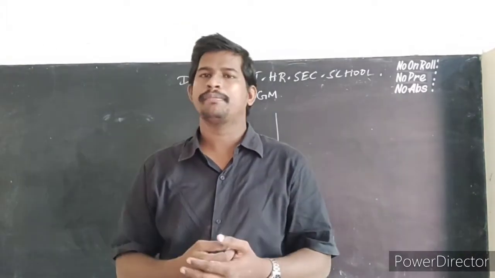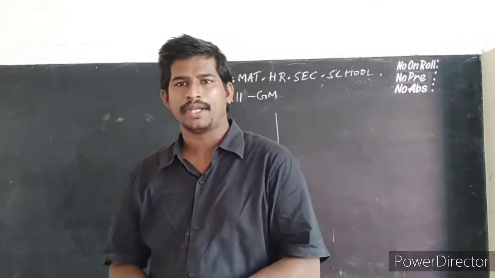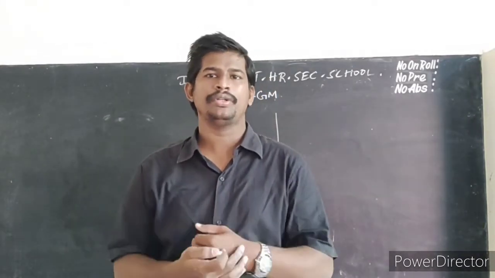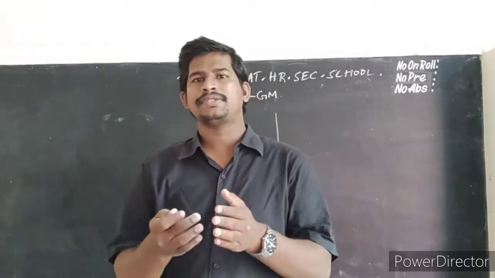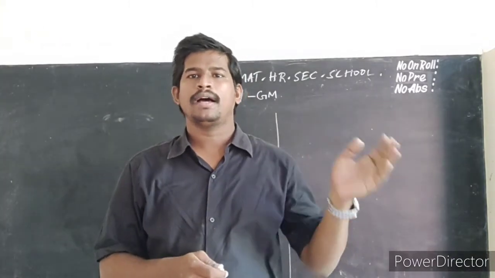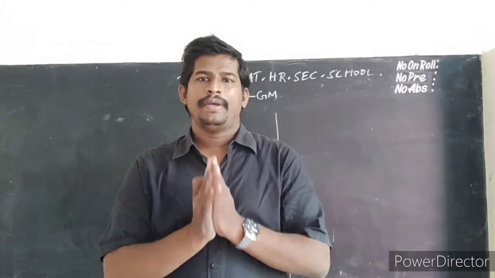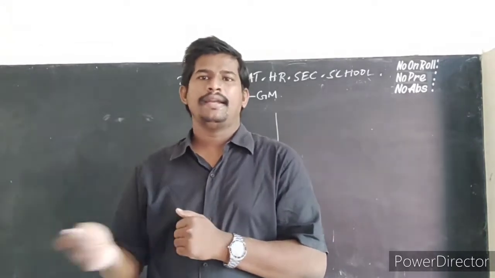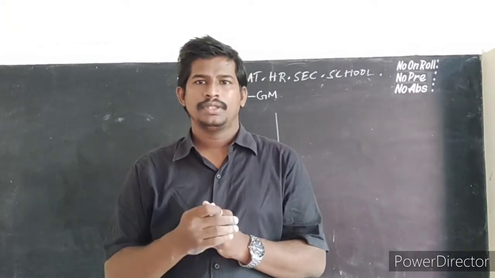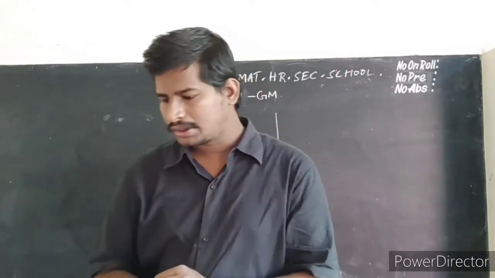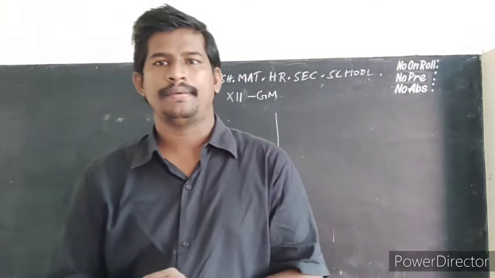Last class we learned some problems from exercise 5.1. Today also we are going to do the same exercise and continue with it. Last class we learned how to find the equation of a circle when the center and the radius have been given.